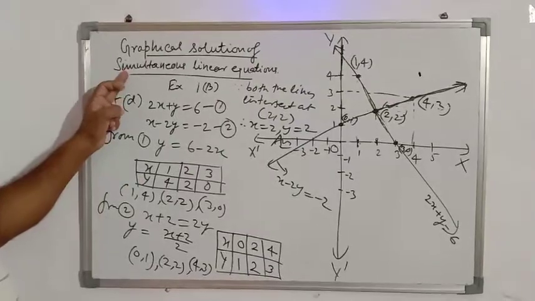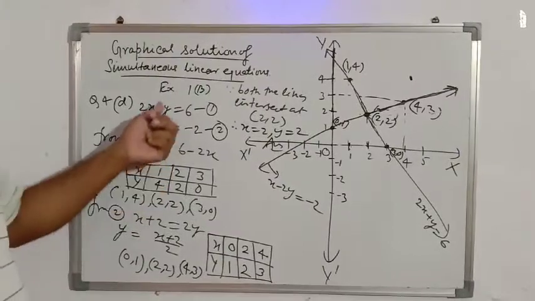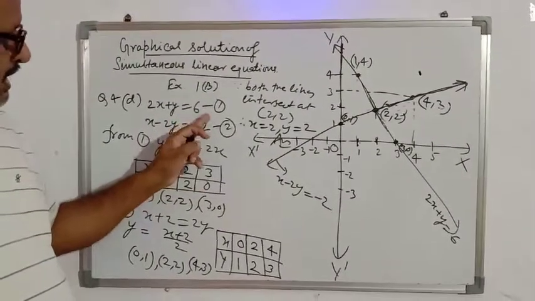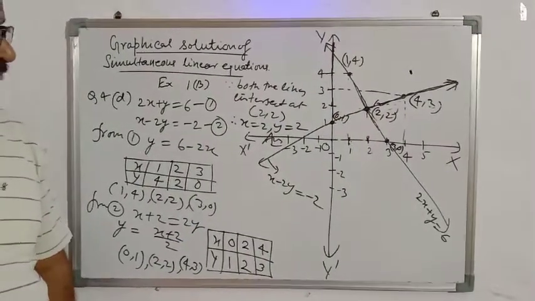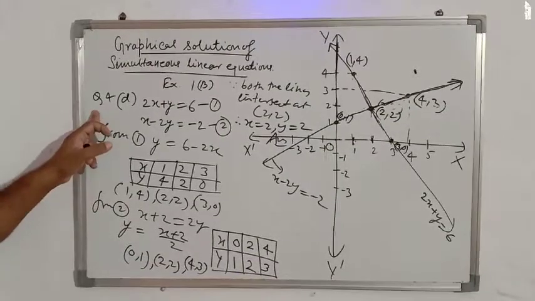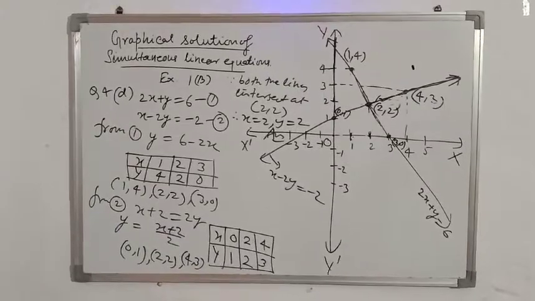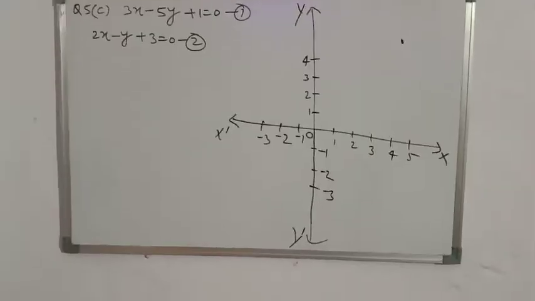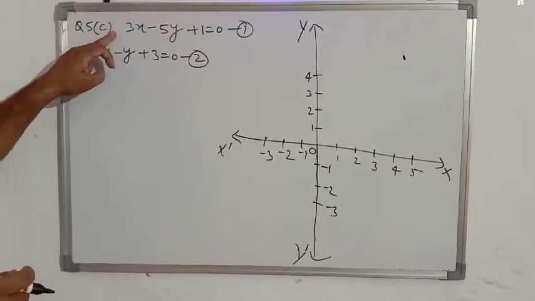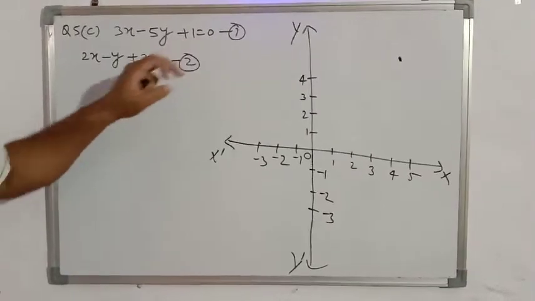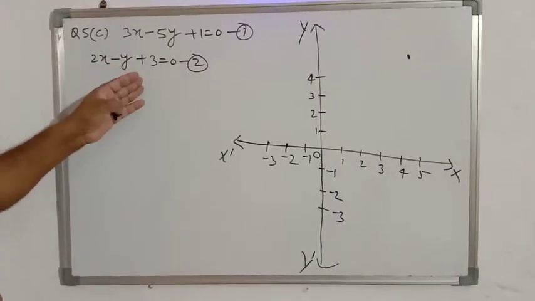So if two linear equations in two variables are given and we have to solve graphically, firstly we will plot the graph for both the equations on the same sheet and then find their point of intersection. I will take one more question from question number 5, part C from exercise 1B: 3x minus 5y plus 1 is equal to 0, first equation; 2x minus y plus 3 is equal to 0, second equation. We have to solve it graphically.